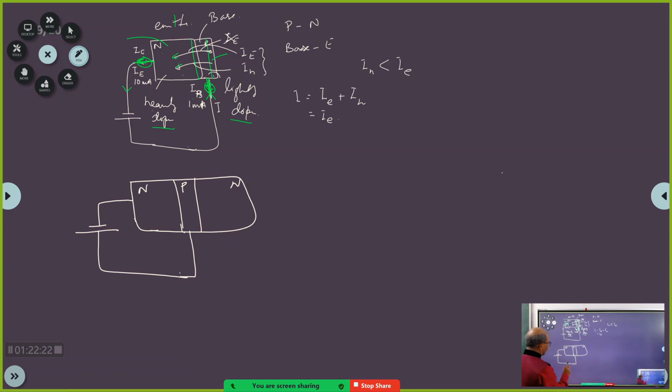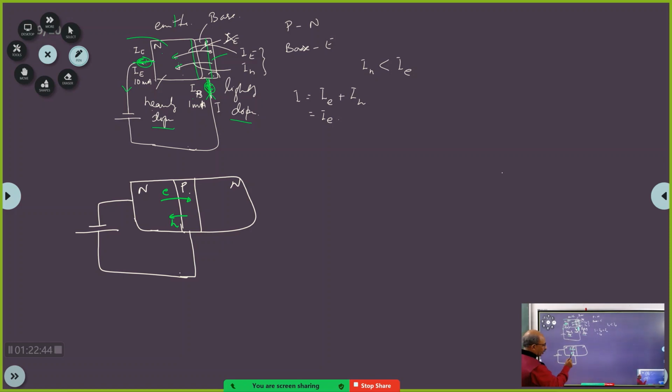So then the emitter current. Here what I see is a lot of electrons. See here, I am showing you. A lot of electrons are crossing here, and negligible holes are crossing here. Got it? Because the doping is different. That's what I have explained.